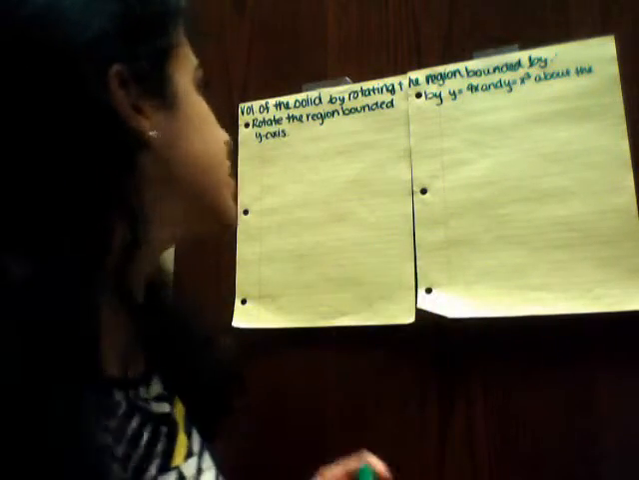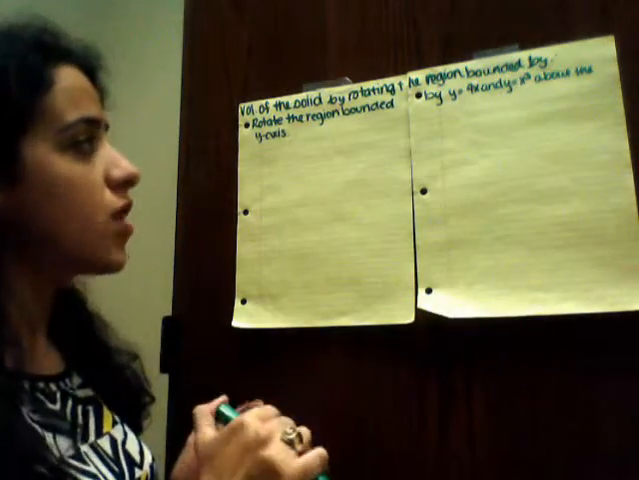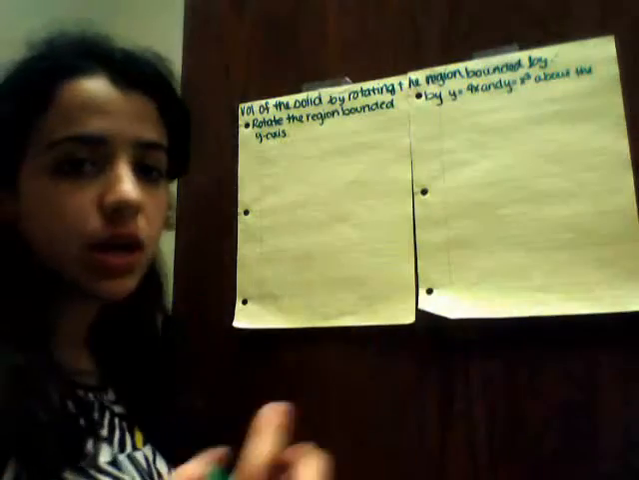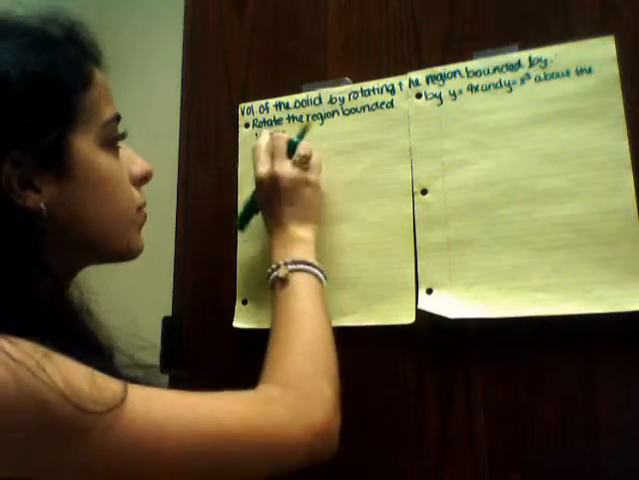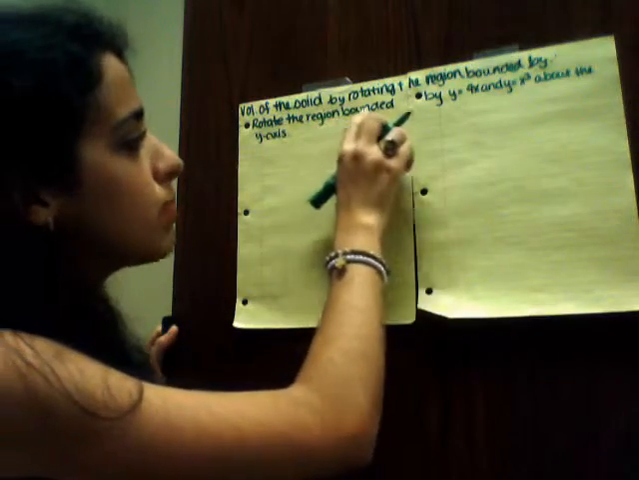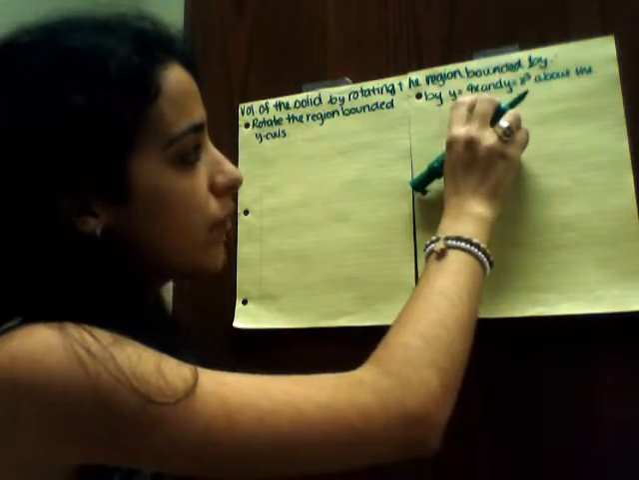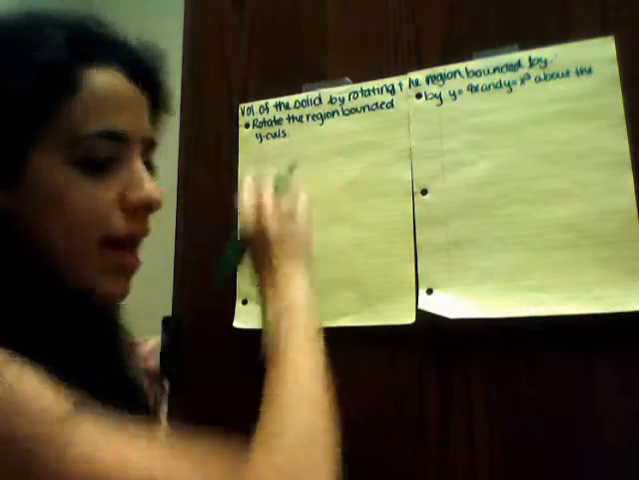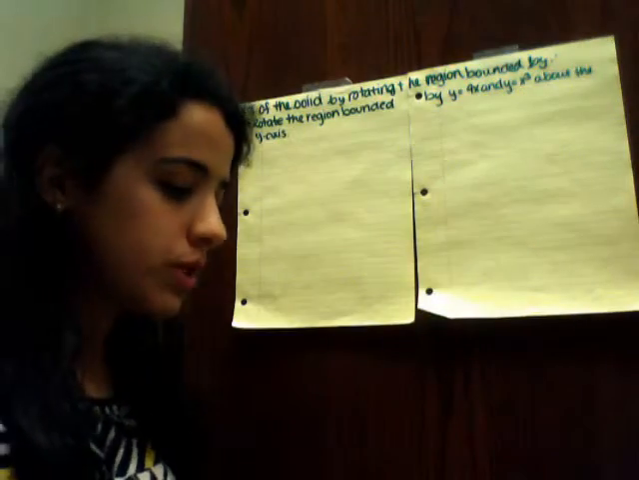In this question, we are asked to find the volume of the solid obtained by rotating the region bounded by y equals 4x and y equals x cubed about the y-axis. In order to do this, we need to use the shell equation.